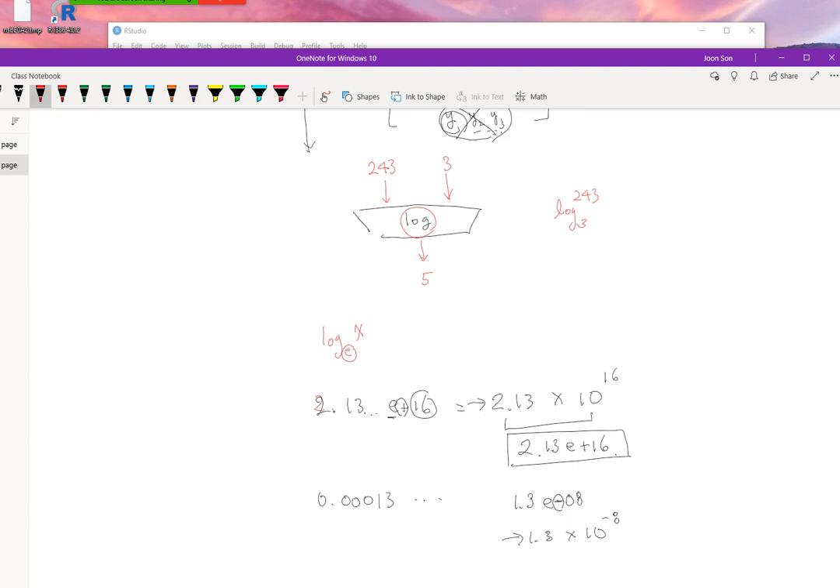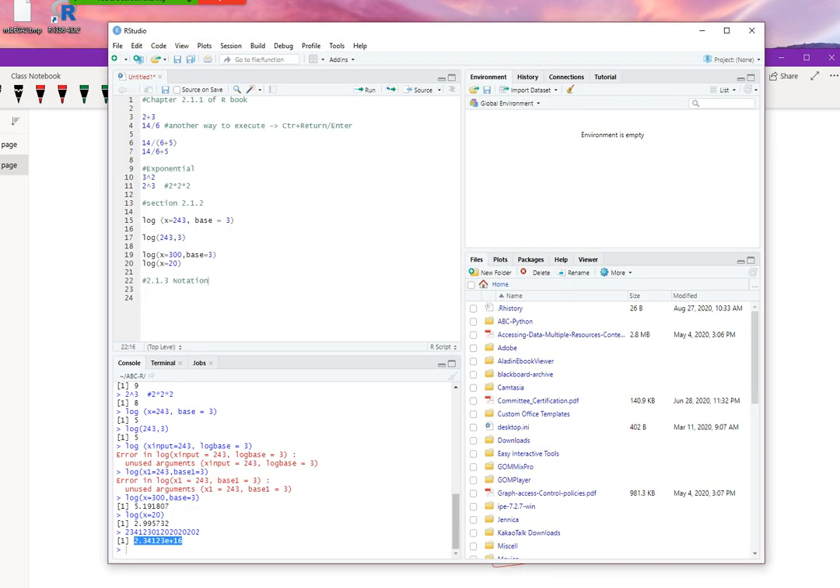However, this is R's way to write the decimal number. Minus means 10 to the negative 8, which is a very small number. So that's the notation for R. Okay, so now the next thing is section 2.2, the most important concept.